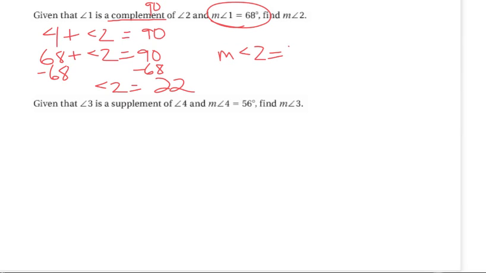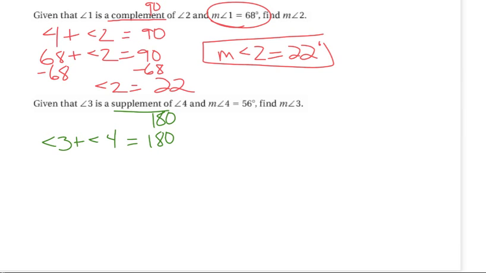So the second one is very, very similar, except it is supplement, and that angle 3 and angle 4 are supplements of each other, which means they add up to be 180 degrees instead. So this is what your equation would look like. The 56 then is in place of angle 4, so we'd have angle 3 plus 56 equals 180, and then you can subtract your 56 from both sides, and you would end up with angle 3 is equal to 124 degrees.